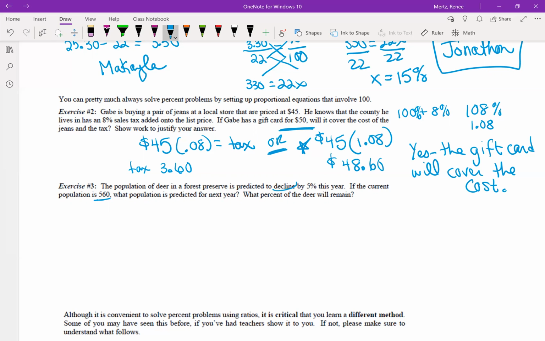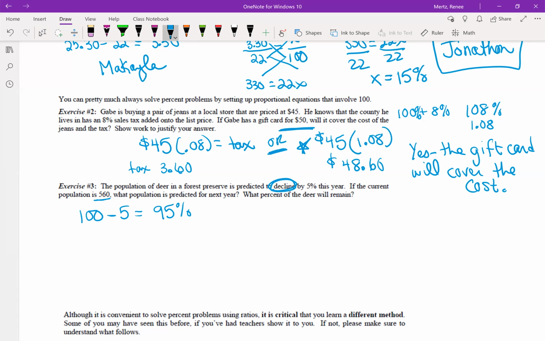So it's declining. So we are doing 100. That's the full population minus 5%. So we're at a rate of 95%. Do you agree with that? If the population was 560 this year, what would it be for next year?